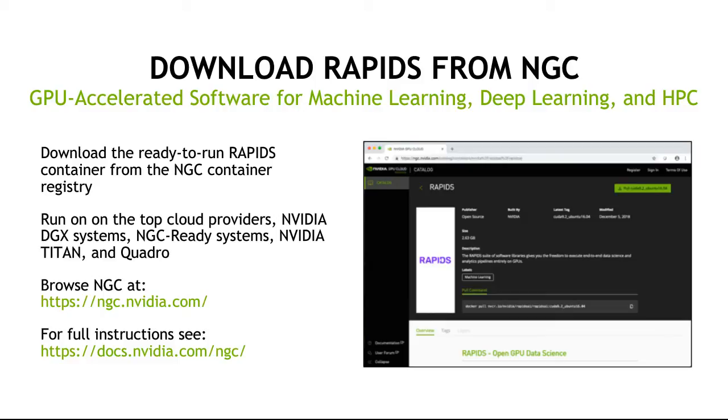You can download the Rapids and any of the other optimized containers and run them on Amazon EC2, Google Cloud Platform, Microsoft Azure, Oracle Cloud Infrastructure, NVIDIA DGX systems, NGC-ready systems, and select Titan and Quadro GPUs.